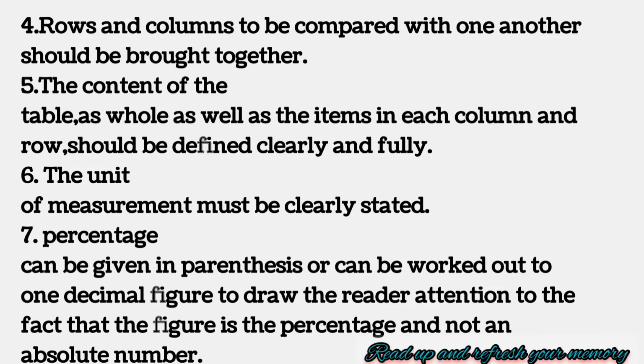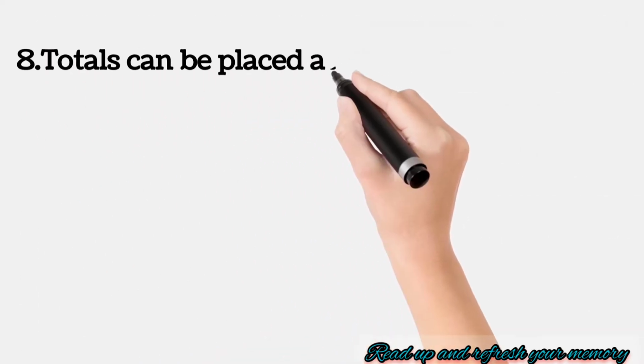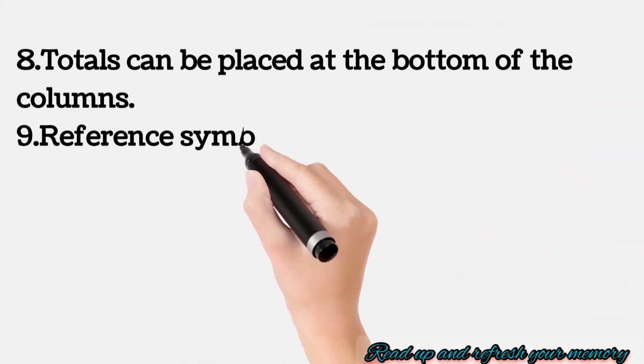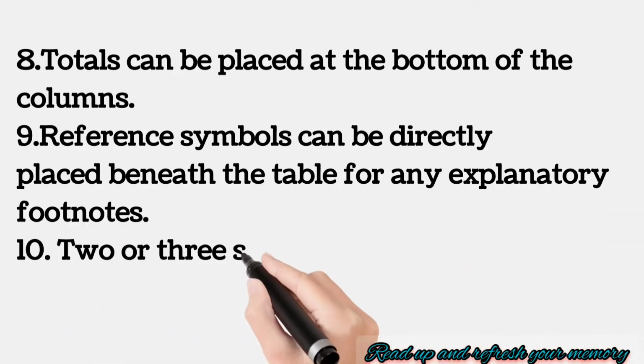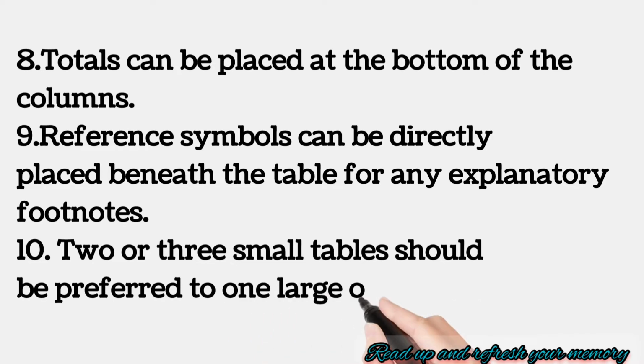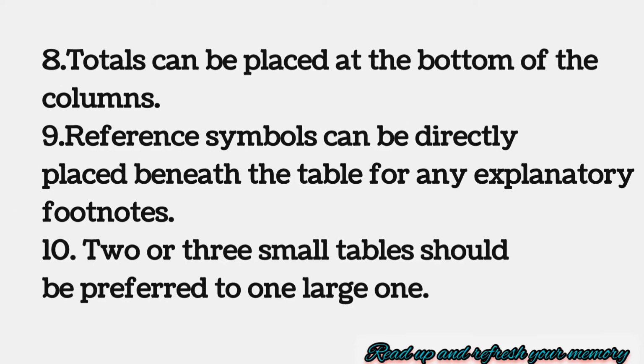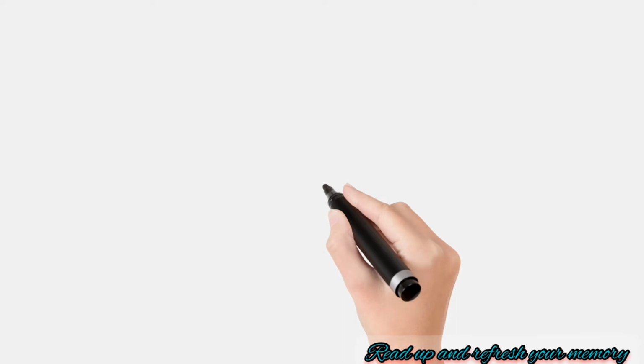Parenthesis means bracket. It helps draw the reader's attention to the fact that the figure is a percentage and not an absolute number. Eighth one, total can be placed at the bottom of the columns. Ninth one, reference symbols can be directly placed beneath the table for any explanatory footnotes. 10th one, 2 or 3 small tables should be preferred to one large one. 2 or 3 small tables instead of one large table.